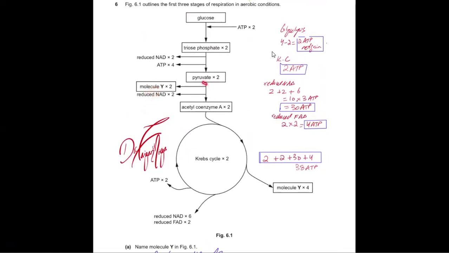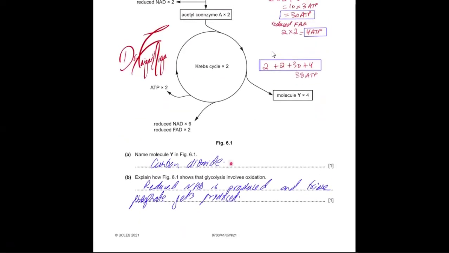From pyruvate, two molecules are being removed. What should these be? They have already mentioned that two reduced NADs are being removed. We know that two reduced NAD and two carbon dioxide molecules are removed from pyruvate, so it becomes acetyl coenzyme A. So this should be carbon dioxide.